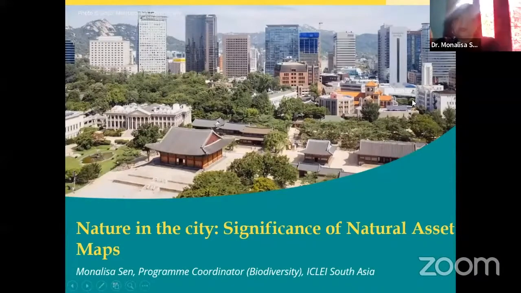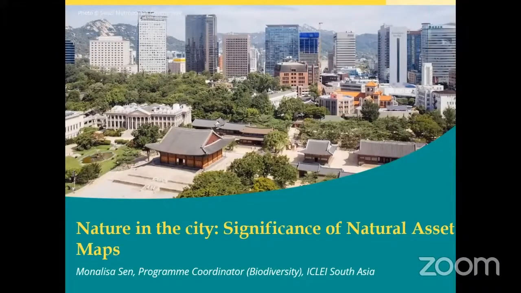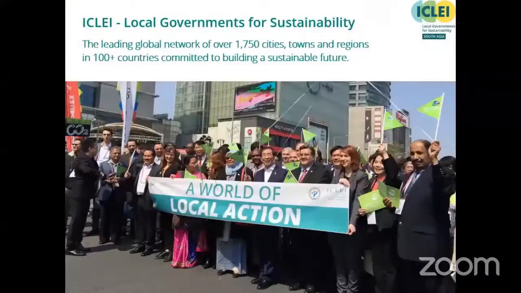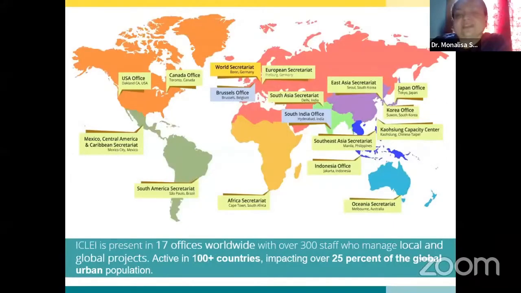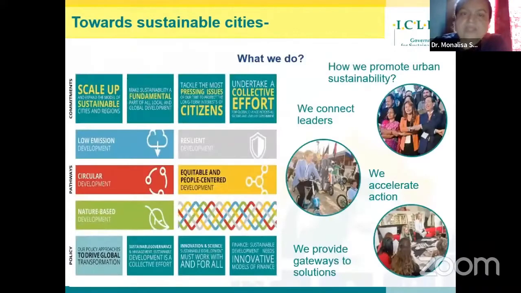So I'll talk about one of the applications of GIS, which is the preparation of natural asset maps, and their significance in a city governance structure. ICLEI is a global network of cities, and we work with over 1750 cities across the globe in 100 plus countries. We have 17 secretariats across the globe, and I come from the South Asia Secretariat, which is headquartered in Delhi. We work on 5 interconnected pathways: low emission development, circular development, nature-based development, resilient development, and equitable and people-centric development.